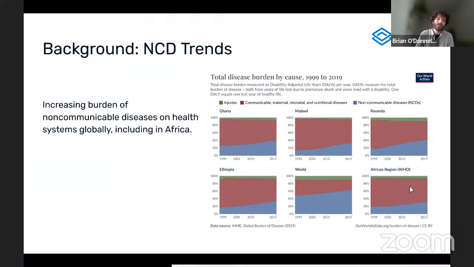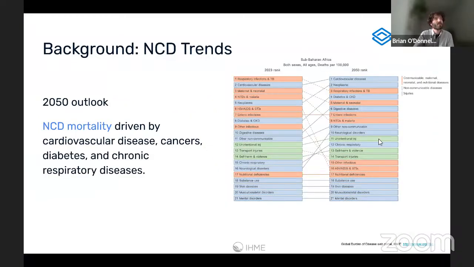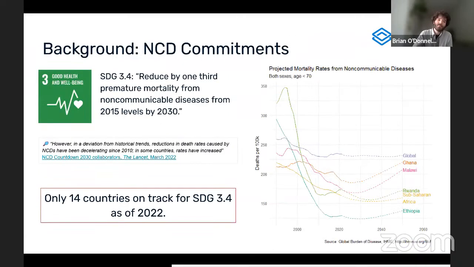Great. So this was just the background of the NCD trends and also talking about the decomposed death rates and projecting them to the future in sub-Saharan Africa. We can see which NCD categories are pushing this transition. So by 2026, cardiovascular diseases will replace respiratory infections as the #1 cause of death in sub-Saharan Africa. Moving on to the next slide.